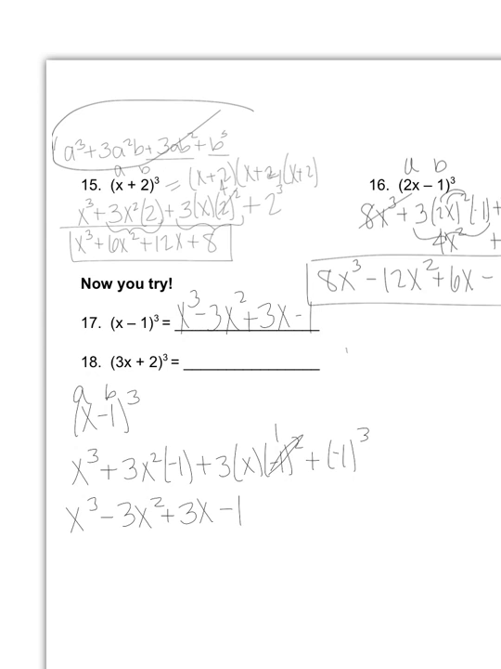Okay, so you can try 18. When you try 18, you should get 27x cubed plus 54x squared plus 36x plus 8.